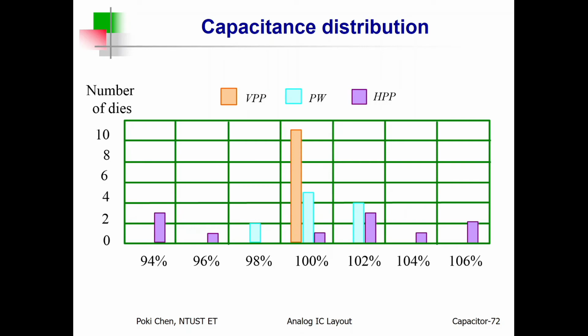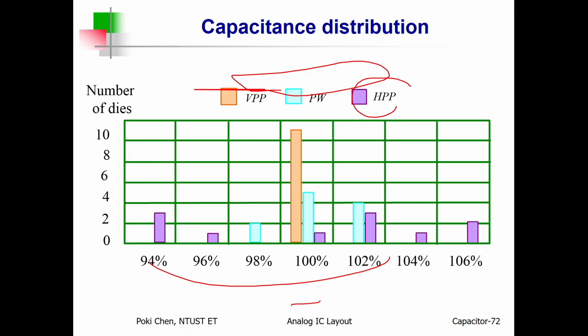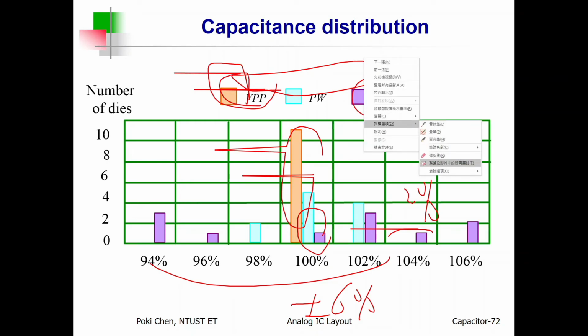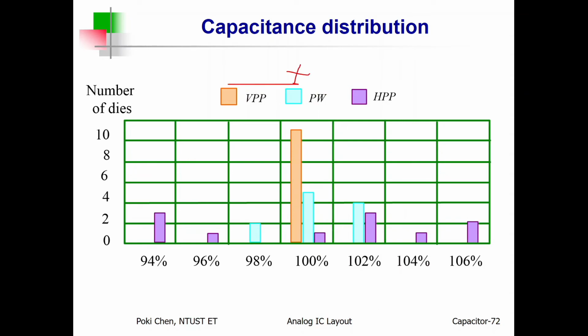If you compare all those three capacitors, you can see how much variation for the traditional one. See, positive, negative 6%. Okay, and how about the best vertical parallel plate? Don't tell me it's 0. No. Because for each grid, it is 2%, right? So I guess here for VPP, it is positive, negative 1%.